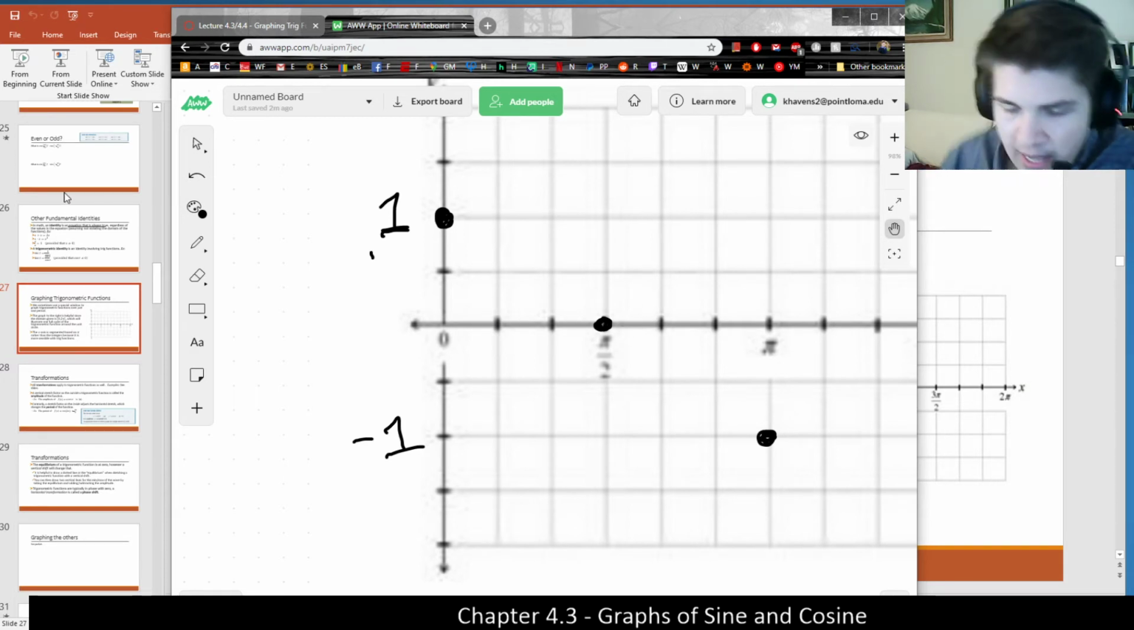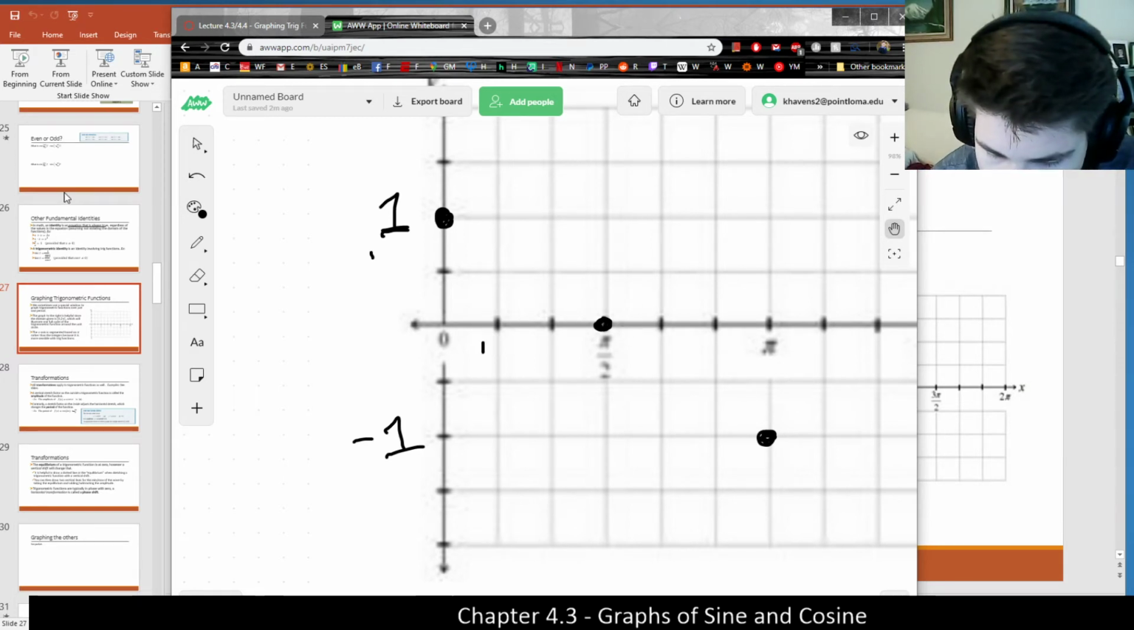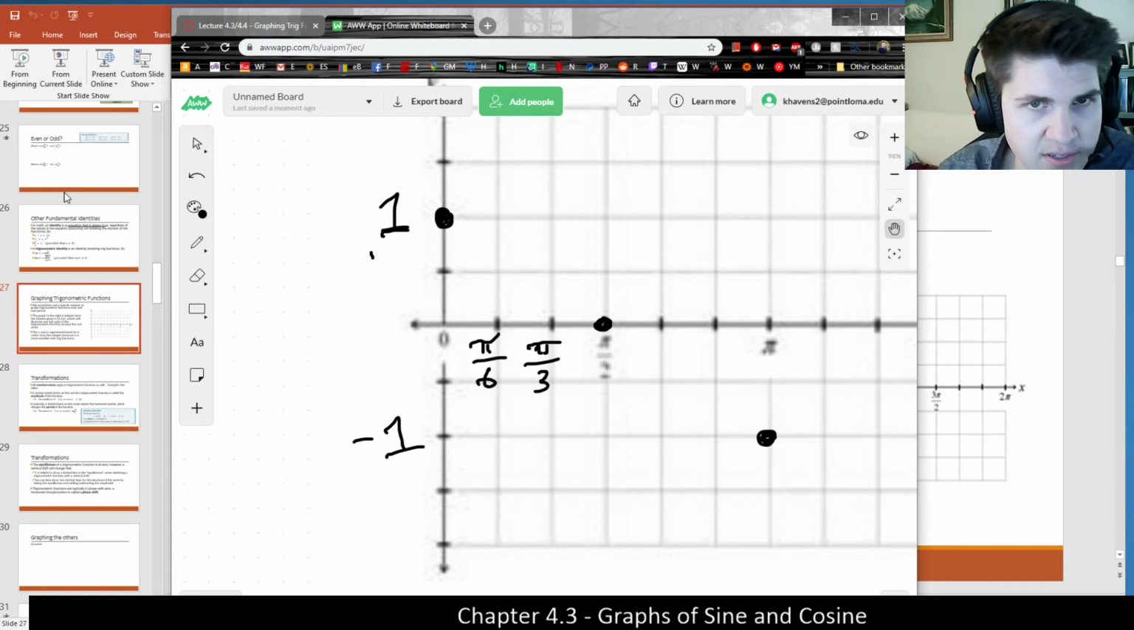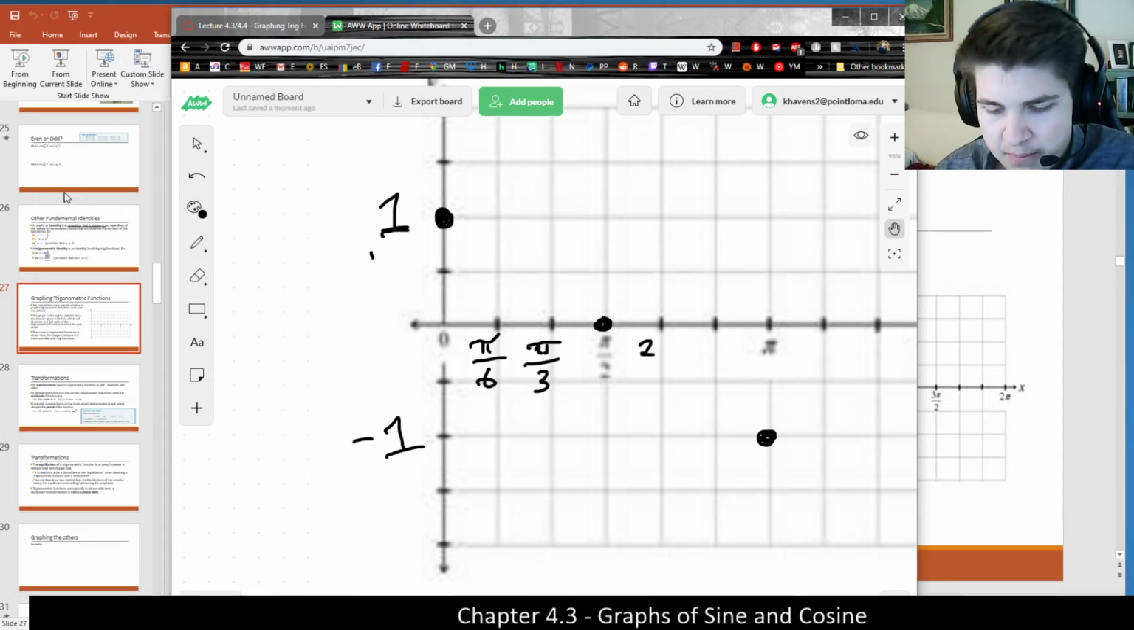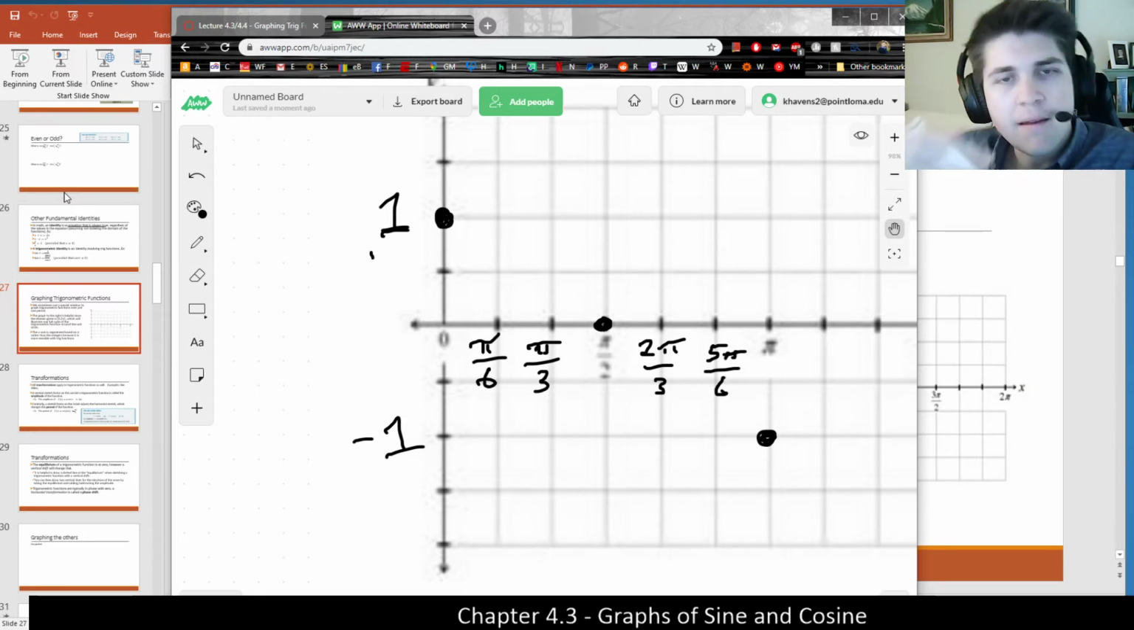And so anyways, I could go ahead and label this. This one's going to be pi over 6. This one's going to be pi over 3 because that was 2 pi over 6 reduced. The one after pi over 2 will be 4 pi over 6, which is 2 pi over 3, and then 5 pi over 6 before we come back to pi. But anyways, these are all specific points on the unit circle.